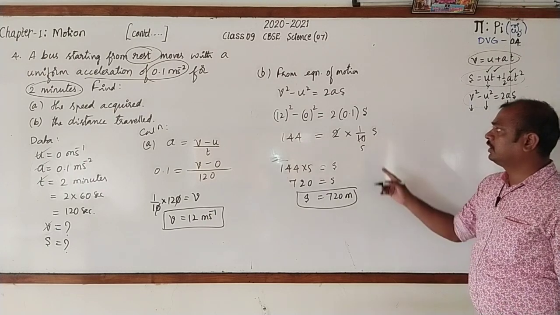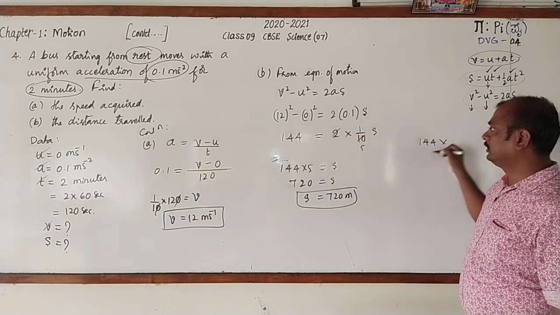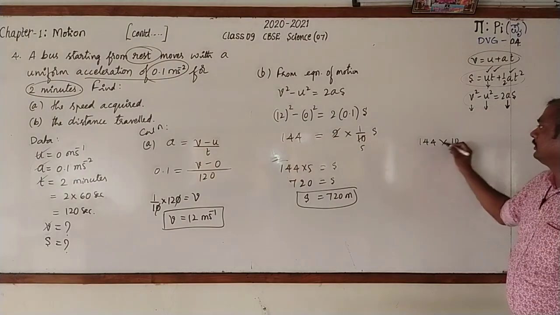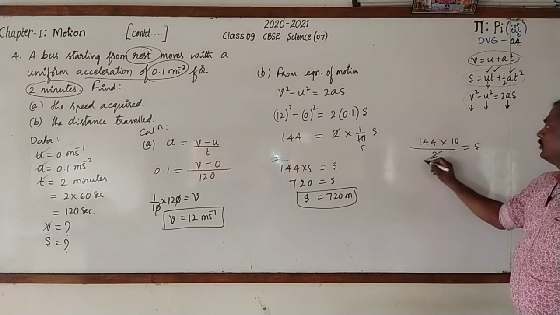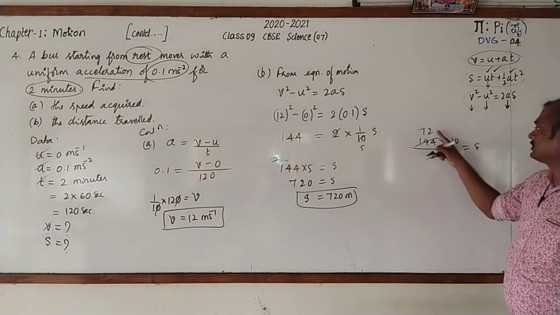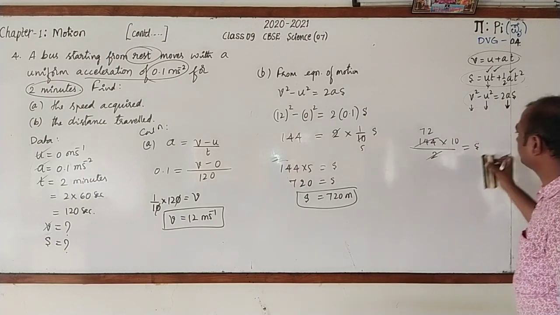Understood? As I told you, you can also go another way. 144 into cross multiply 10 divided by 2. It's equal to 72 into 10, 720. Both will be same. Anyone can be followed.